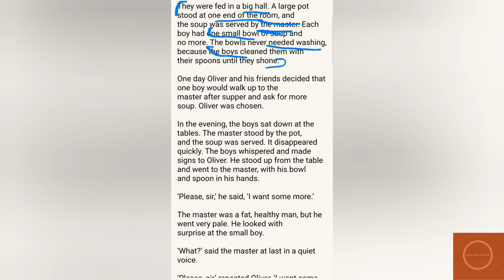His friends were just at the age of 9, a very young age, so they had not seen anybody ever ask for more food, and they didn't know what the consequence would be, but they still decided, let's just try for it. And what plan did they make? That one boy would walk up to the master after supper and ask for more soup. And who was chosen? Oliver was chosen. In the evening, the boys sat down at the tables.